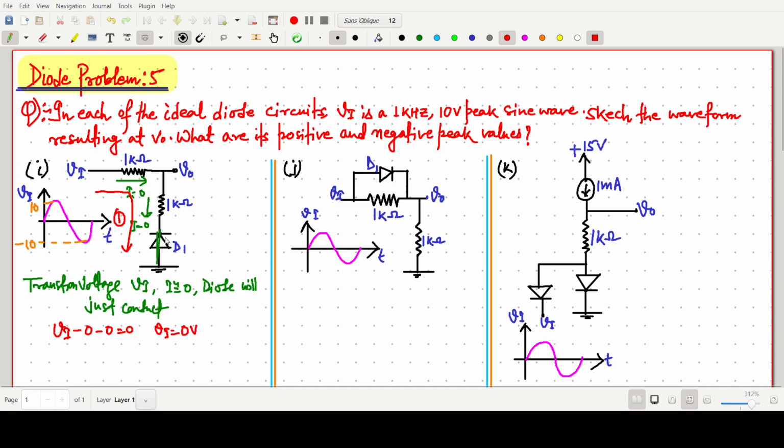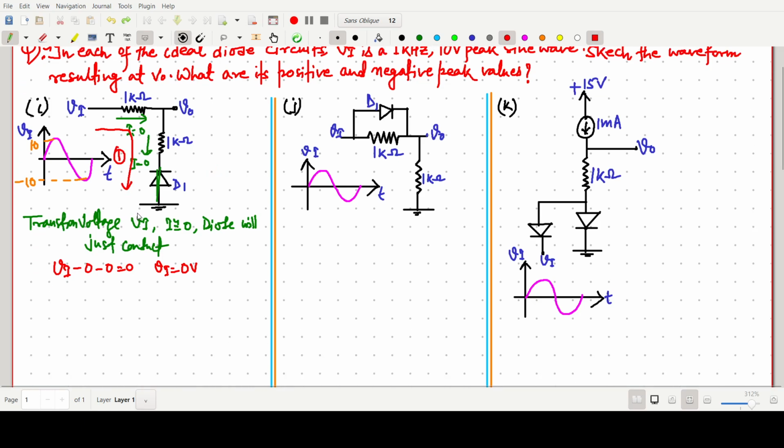If there were a silicon diode instead of this one, it should be 0.7, so we would write plus 0.7, and Vi would be minus 0.7. But it is not there, so no need to worry. So the transition voltage will be 0 volt. First, draw the circuit and draw the waveform.